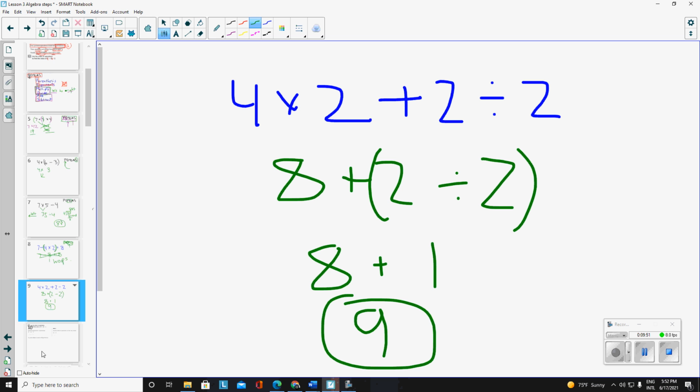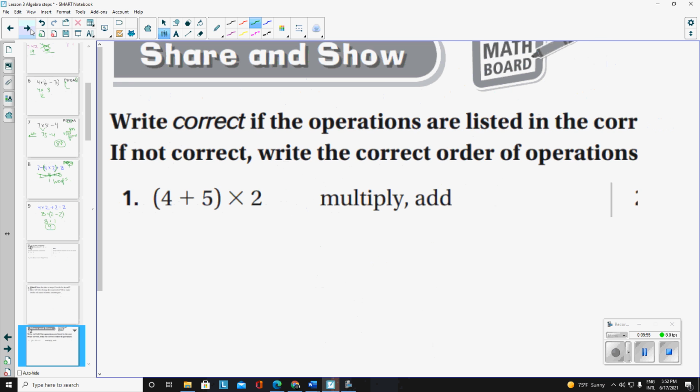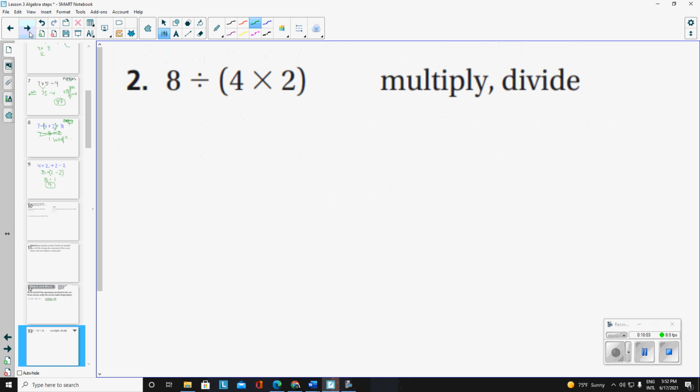Okay, I think you're ready now. You can just go on and do number 1. It even tells you what to do first and second for the first couple. And then you can just keep going on.